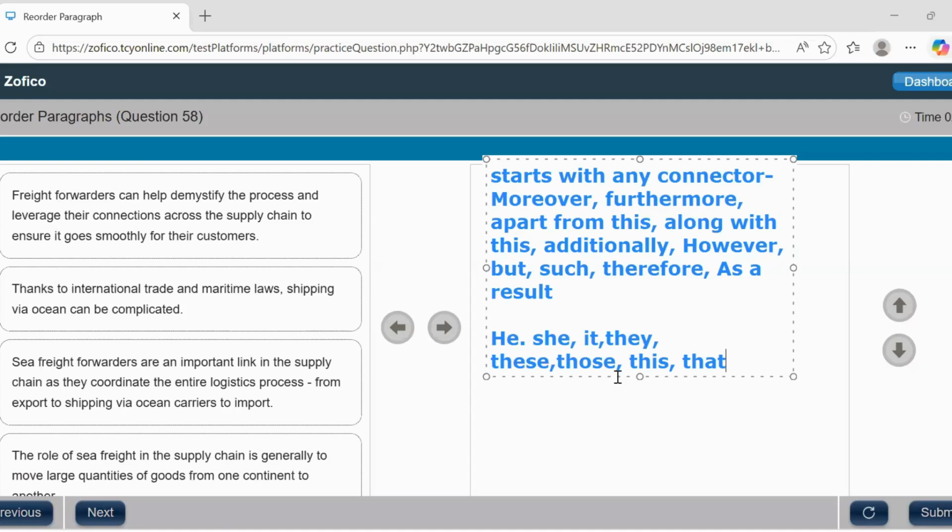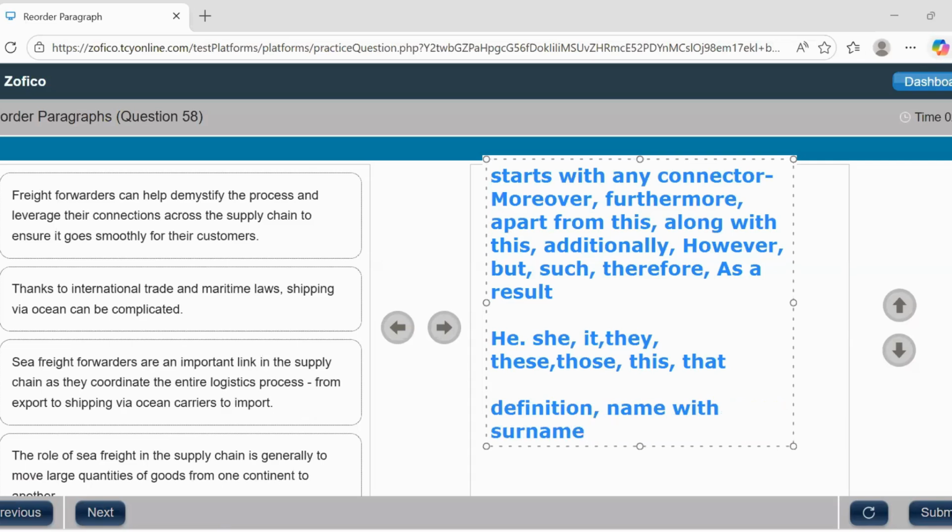Now, which can be the first ones? These cannot be the first ones. Which can be the first one? Always, if any definition is given, it would be the first one. Or if any name is given, name of the country, name with surname, it should be the first. This doesn't apply 100%, but 80% this applies. Definition, name with surname, name of a country, name of any place, okay? All that will come first.